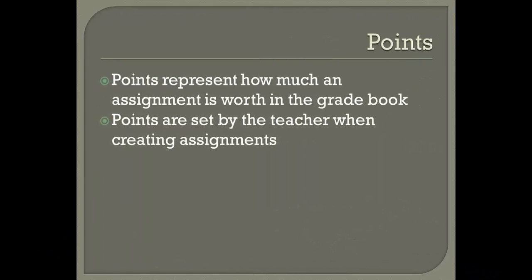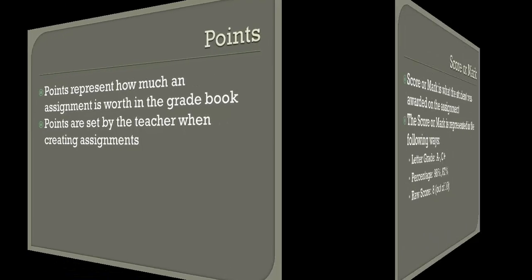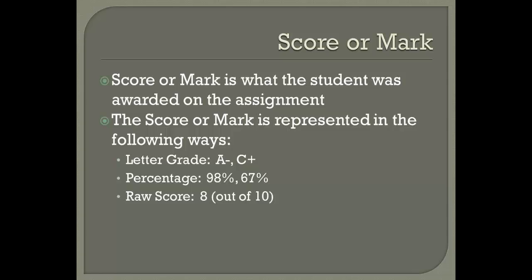Points represent how much an assignment is worth in the gradebook, and they are set by the teacher when the teacher creates the assignment. The score or mark is what the student was awarded on the assignment. The score or mark is represented in the following ways: letter grade, percentage, and raw score.